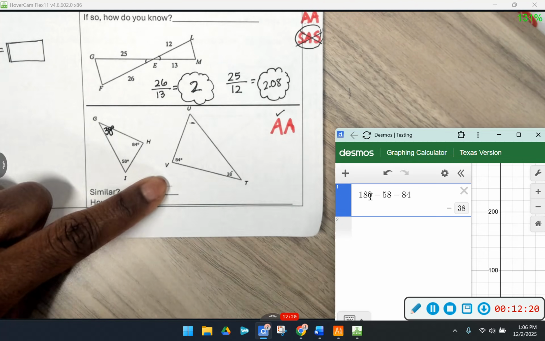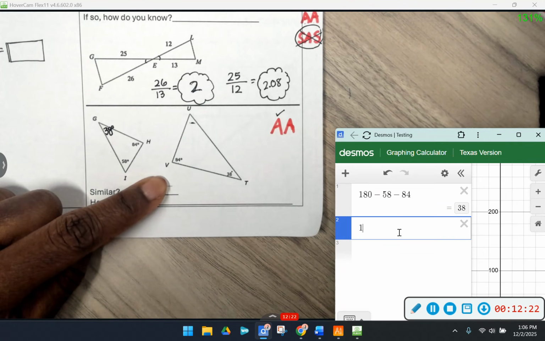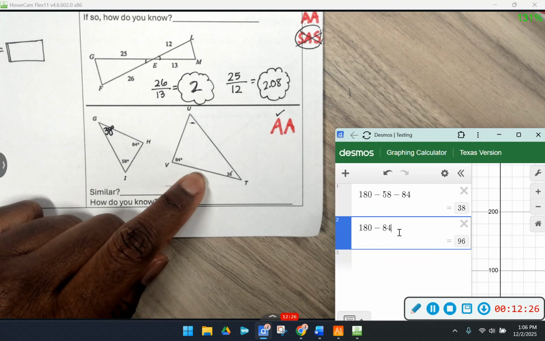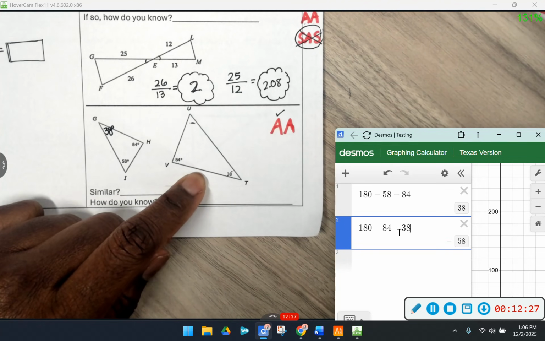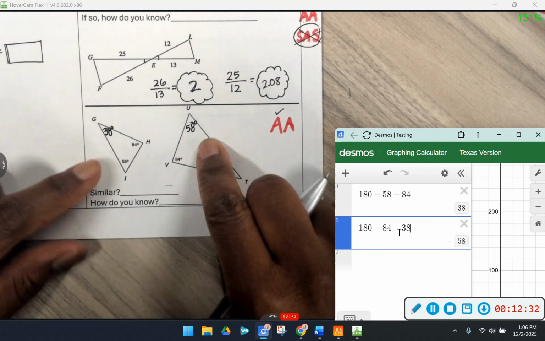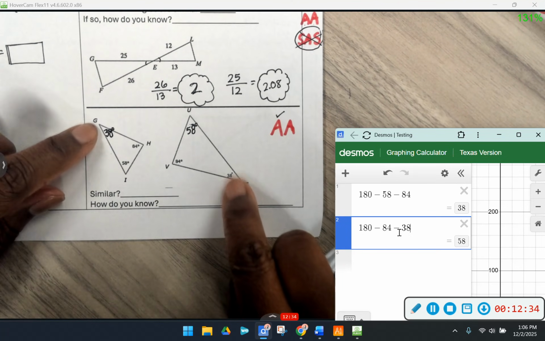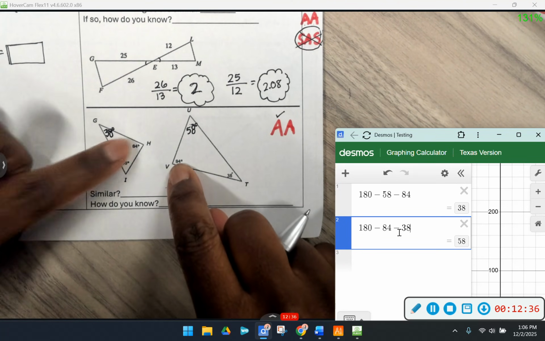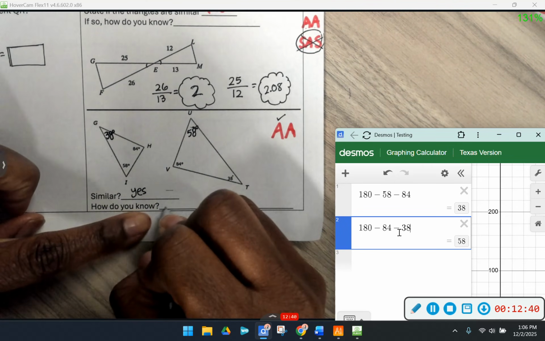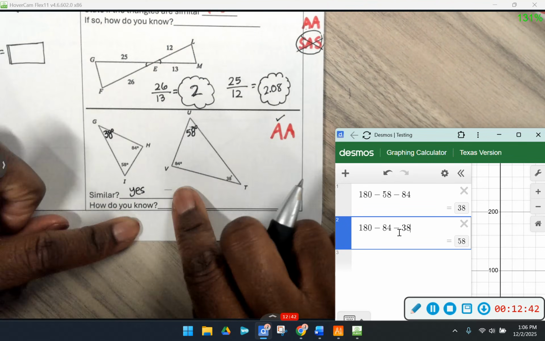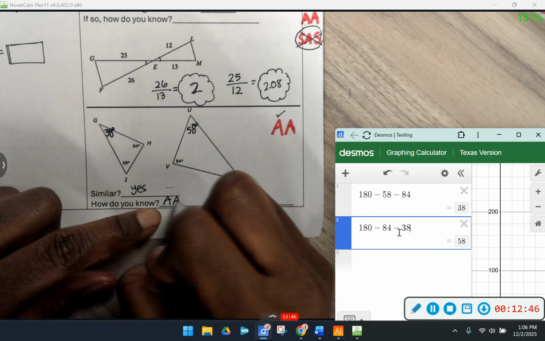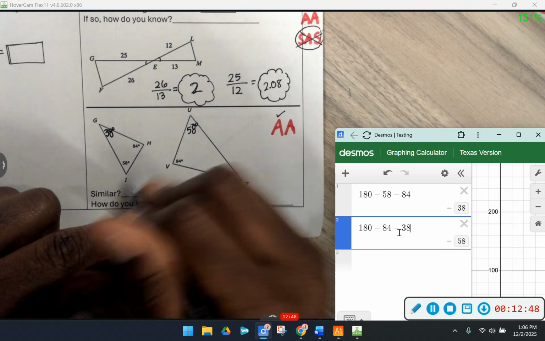I hope you see what I'm talking about. Let's find this missing angle. We got 180 minus 84 minus 38, 58. Very good. So look, because these angles are equal and these ones are equal and these ones, yes, we can say these are similar. How do we know? Because the corresponding angles are congruent. This is angle, angle, meaning the corresponding angles are congruent.